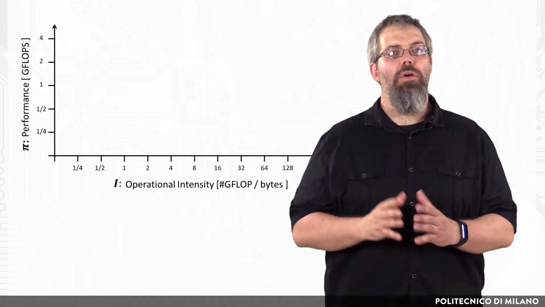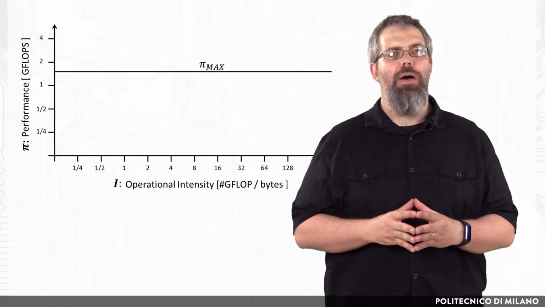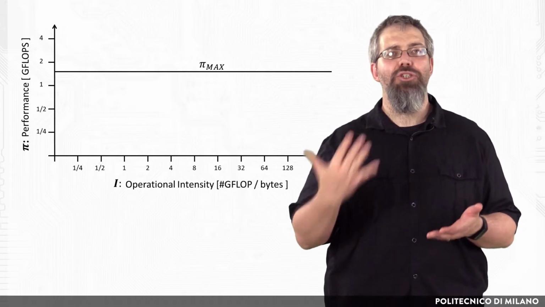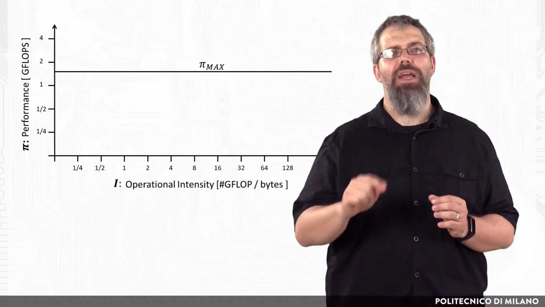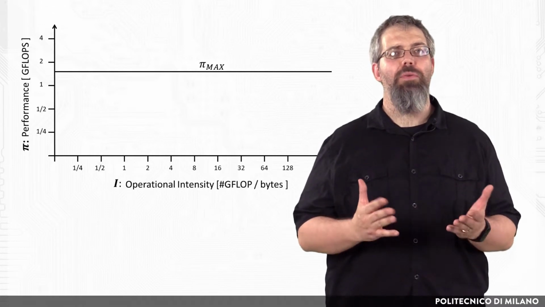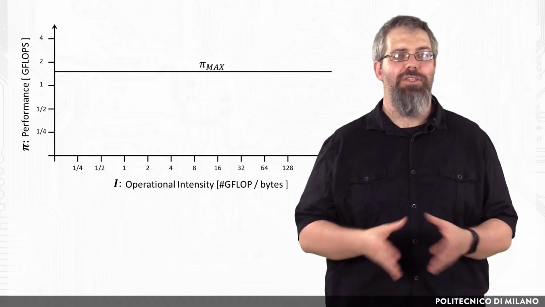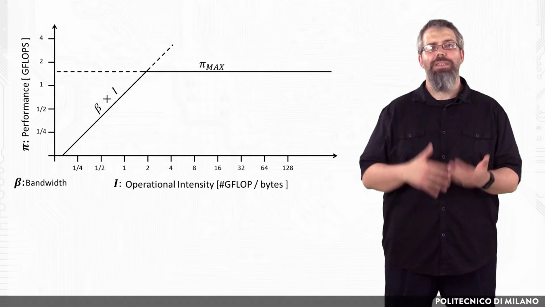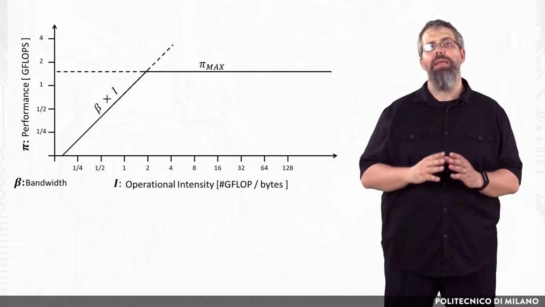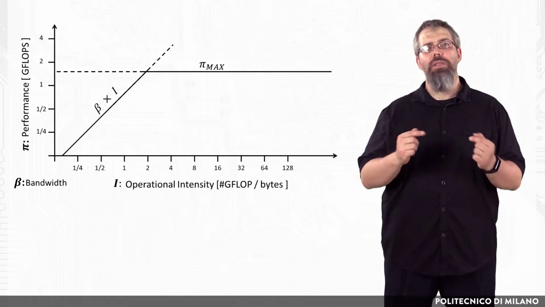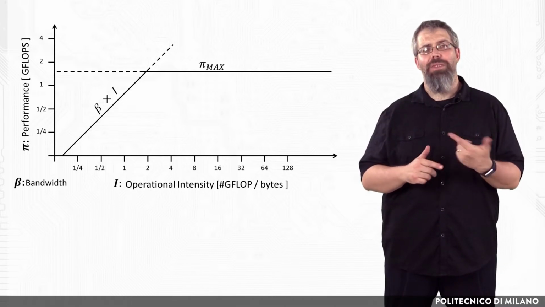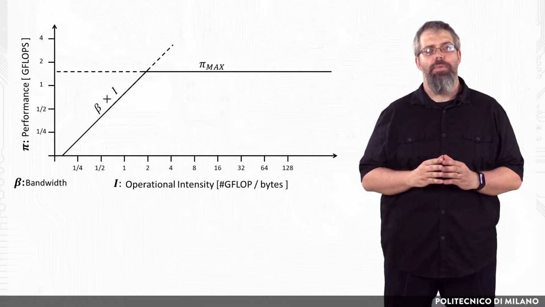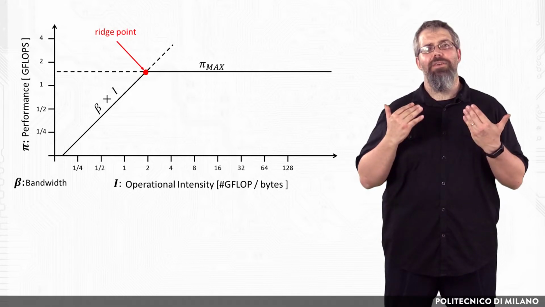The first bound we can draw on such a Roofline model is the peak performance bound, which represents the theoretical maximum number of floating point instructions per second that can be achieved on the architecture. This is represented by a horizontal line within the Roofline which cannot be exceeded by any application running on such an architecture. The memory bandwidth limit, instead, is represented by a diagonal line whose slope is the peak memory bandwidth beta. The point at which the performance saturates at the peak performance level pi star is where the diagonal and horizontal roofs meet. Such a point is defined as the ridge point.